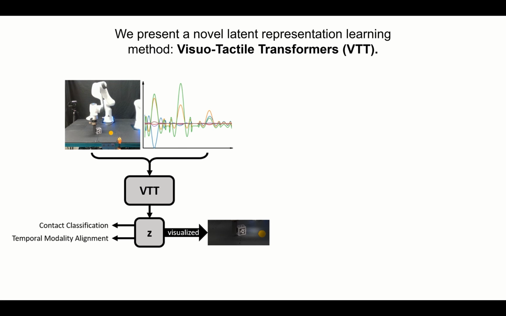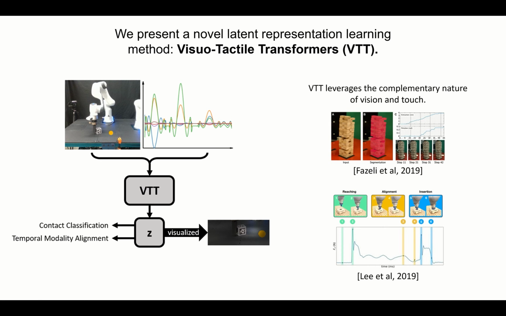In order to produce a more compact latent space for RL, VTT leverages the complementary nature of vision and touch. What sets VTT apart from other visual-tactile approaches is that it spatially distributes visual attention according to tactile cues.